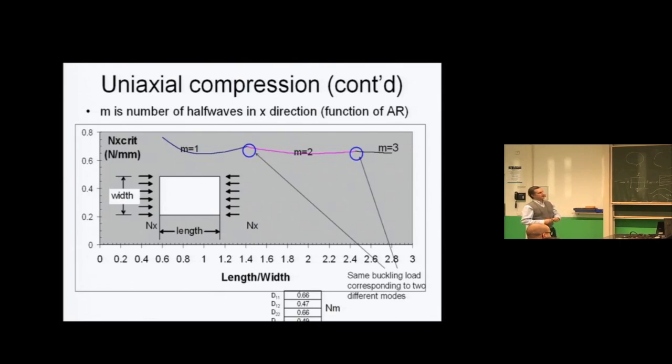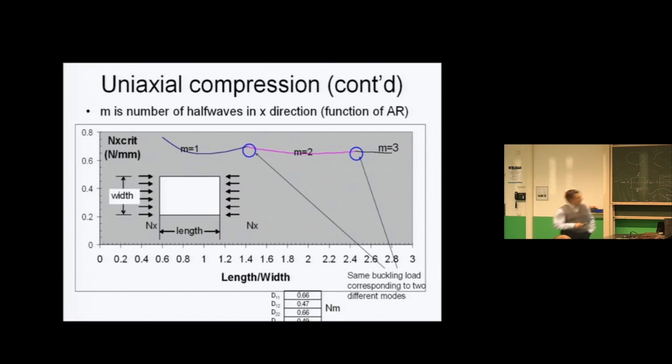The other parameter besides M is the aspect ratio, so length divided by width is my aspect ratio. I pick a laminate which has the D matrix shown here, and I plot my critical buckling load in newtons per millimeter as a function of aspect ratio, and you will find that the critical buckling load changes with the number of half waves.